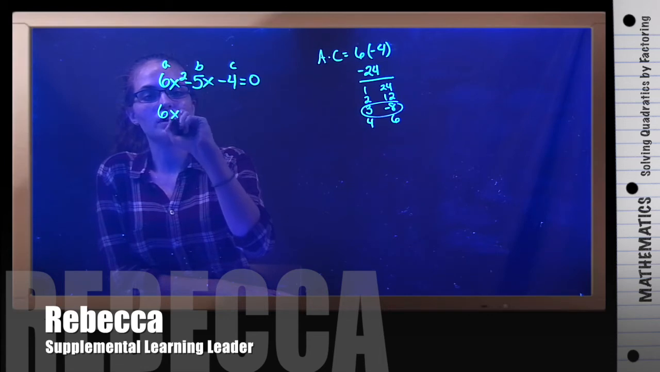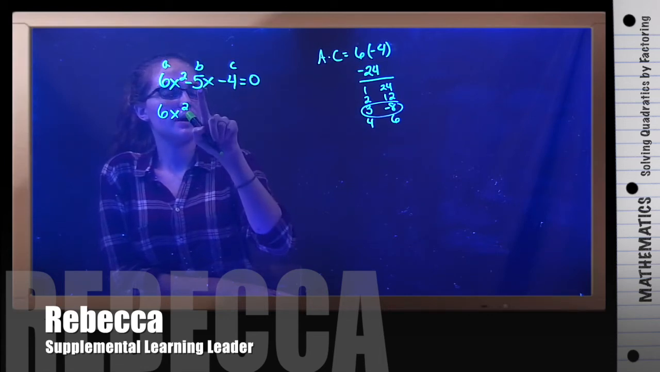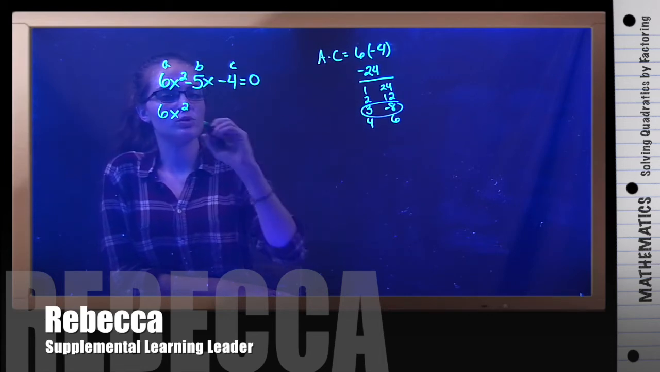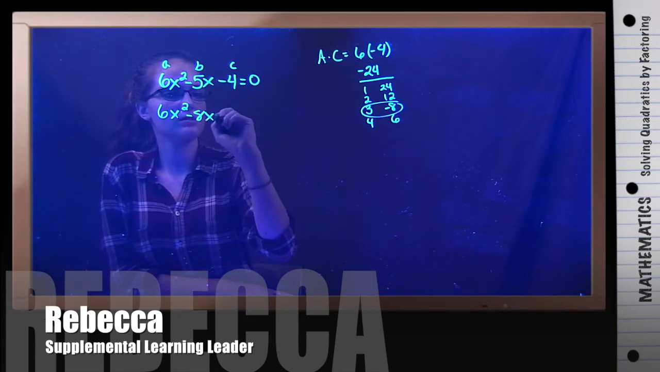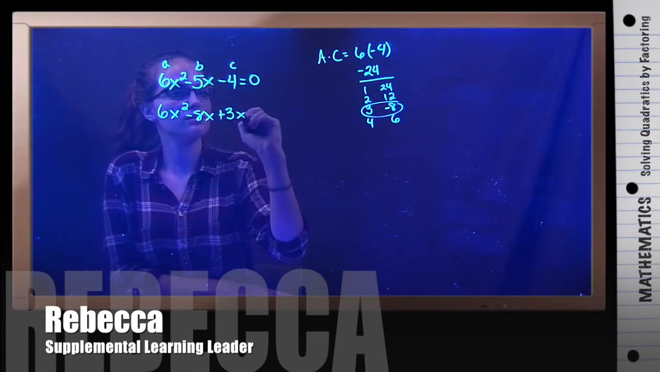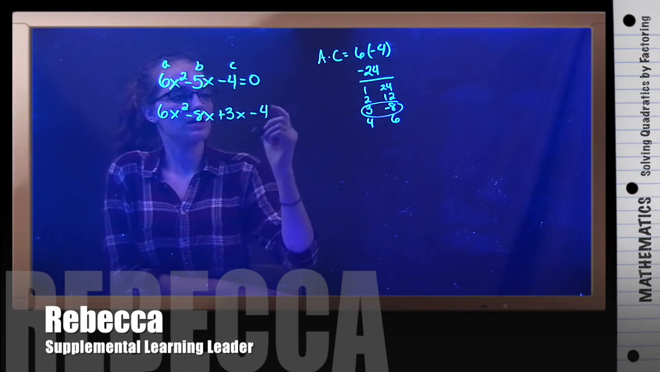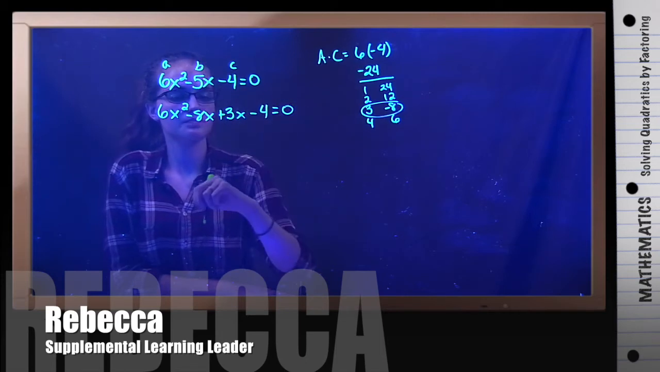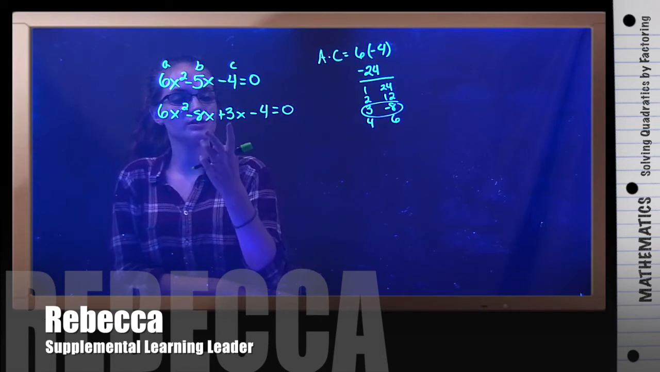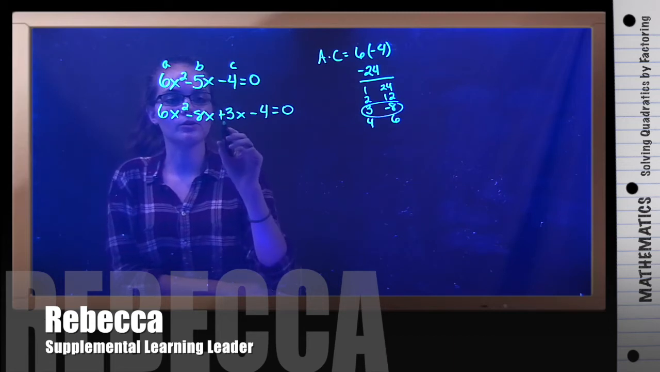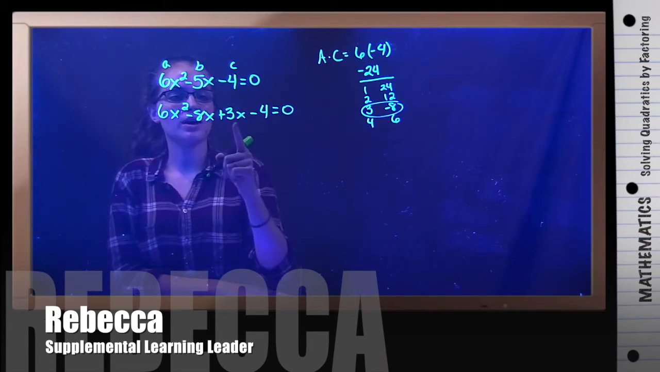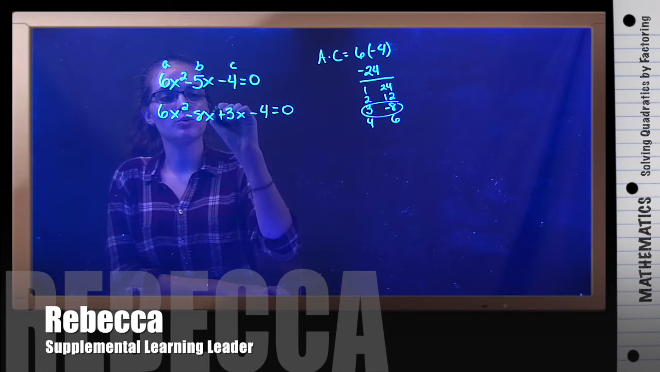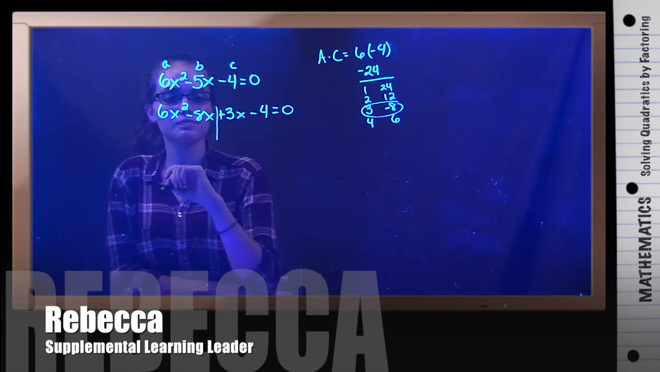So I'm just going to rewrite this. And I'm breaking my negative 5 up into negative 8x and positive 3x. And I'm carrying down the negative 4 and the equals 0. It doesn't matter which order you put these in, you'll get the correct answer either way. Now that we have 4 terms, I'm going to continue by grouping.